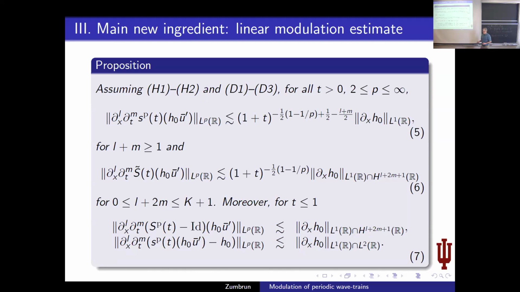Remember I said the whole trick to this, the intuition, is that x derivatives pass through onto k. So somehow derivatives have to pass through all this SP nonsense that we have onto H naught U bar prime, onto the data. And that's what this estimate says. It says I can put the derivative onto H naught when I have special data of this form. So it has to be modulational. It has to be multiplied by U bar prime for this to work.